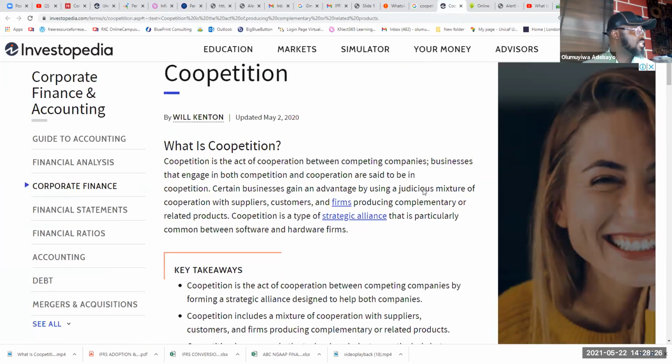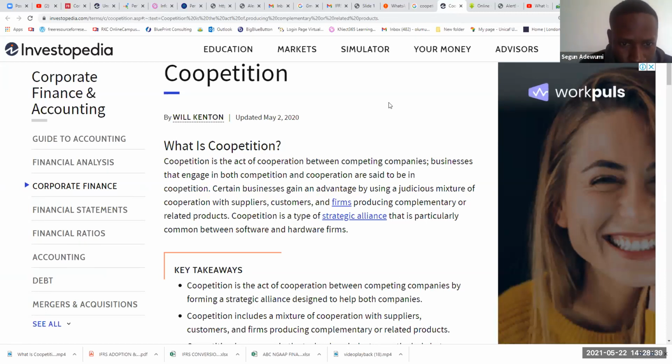Okay, can somebody read about coopetition? Okay, coopetition. What is coopetition? Coopetition is the act of cooperation between competing companies. Businesses that engage in both competition and cooperation are said to be in coopetition.